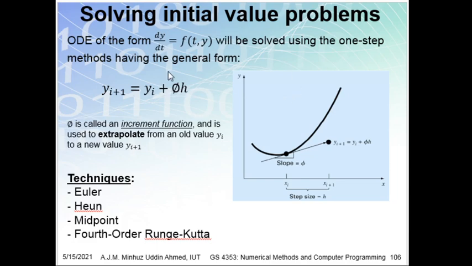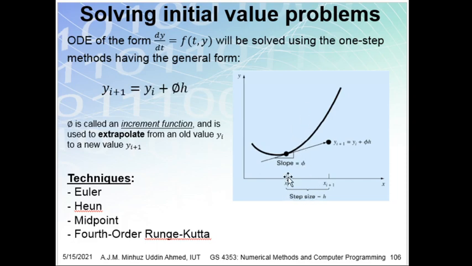Solving initial value problems. ODE of the form dy by dt equals a function f(t, y). If the independent variable is t and the dependent variable is y, then this is the format, which will be solved using the one-step methods having the general form y_{i+1} = y_i + phi multiplied by h. h is the step size, as you can see in this figure.